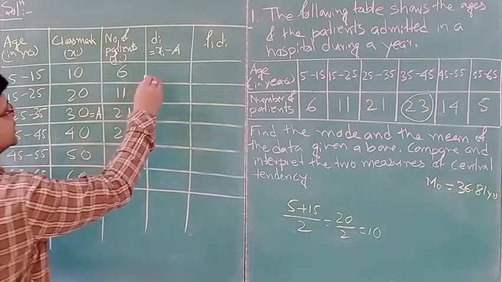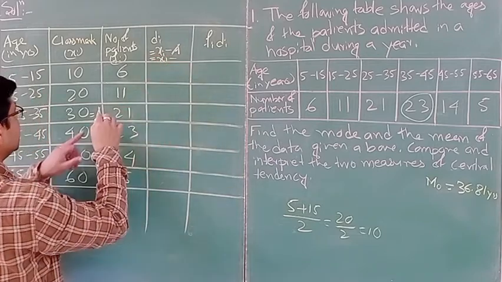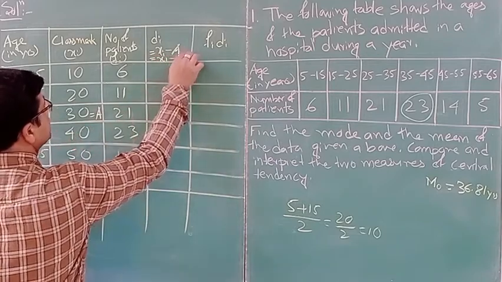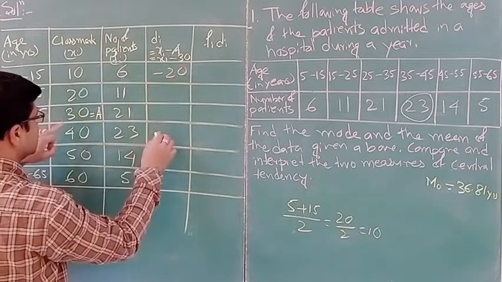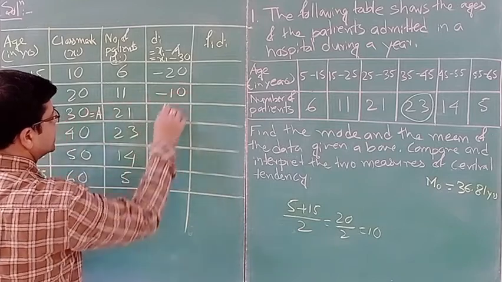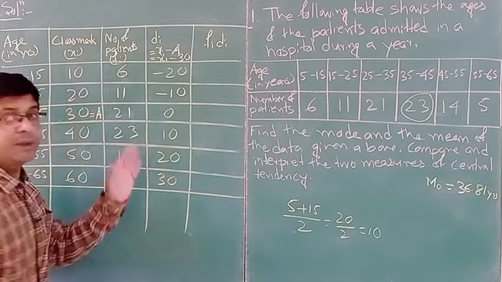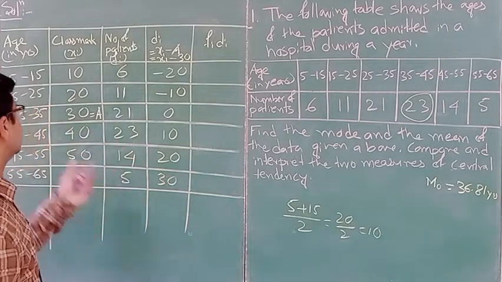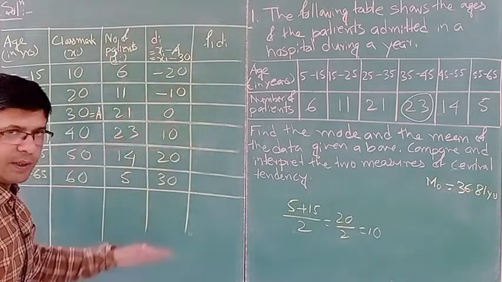So xi minus a, that means here a is 30. So here 10 minus 30 is minus 20. Let us start from here, it will be better, 0. Then this will be minus 10. This is plus 10, 20, 30. This is the advantage of this shortcut method. No need to calculate, we just have to see the difference. Difference is 10. So it will decrease by 10 upward, increase by 10 downward.